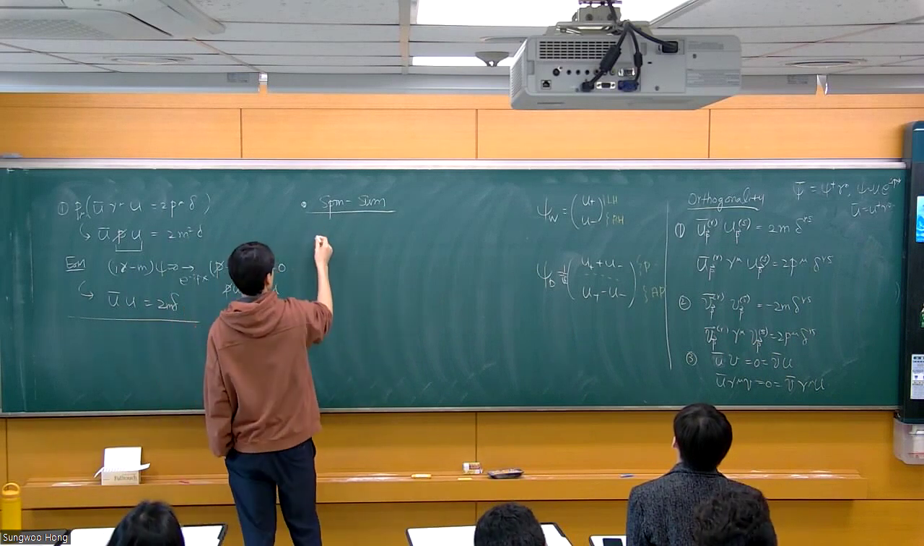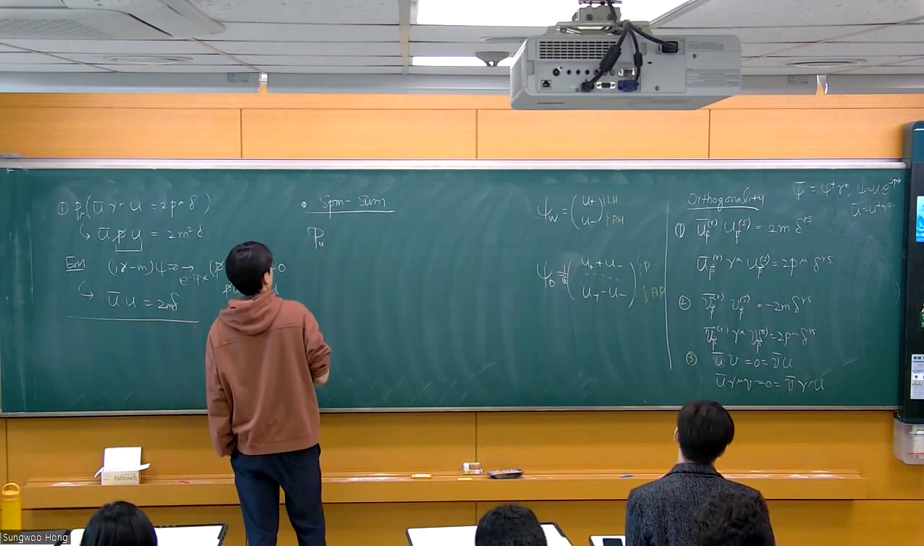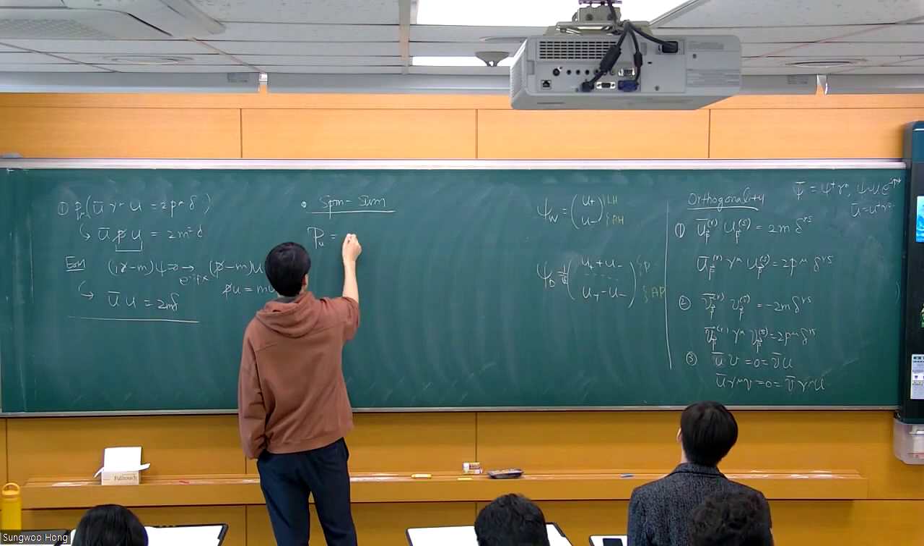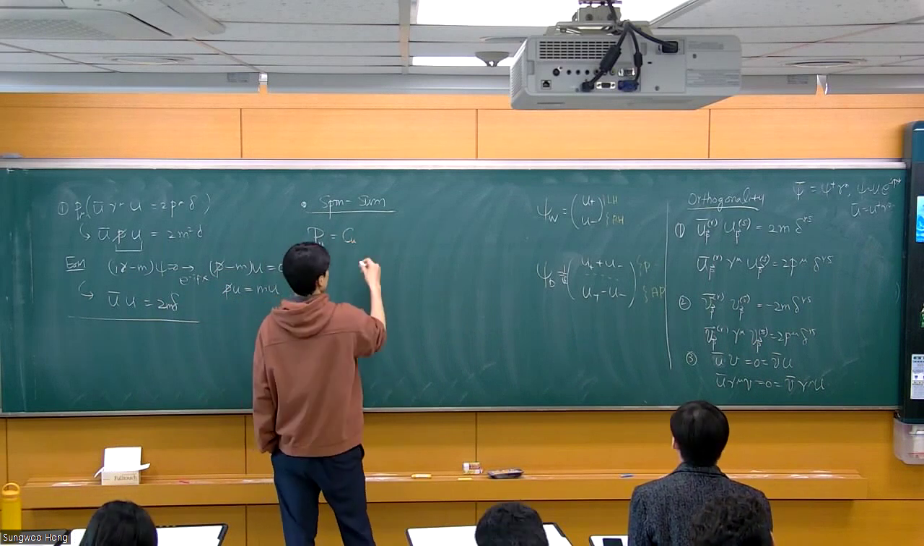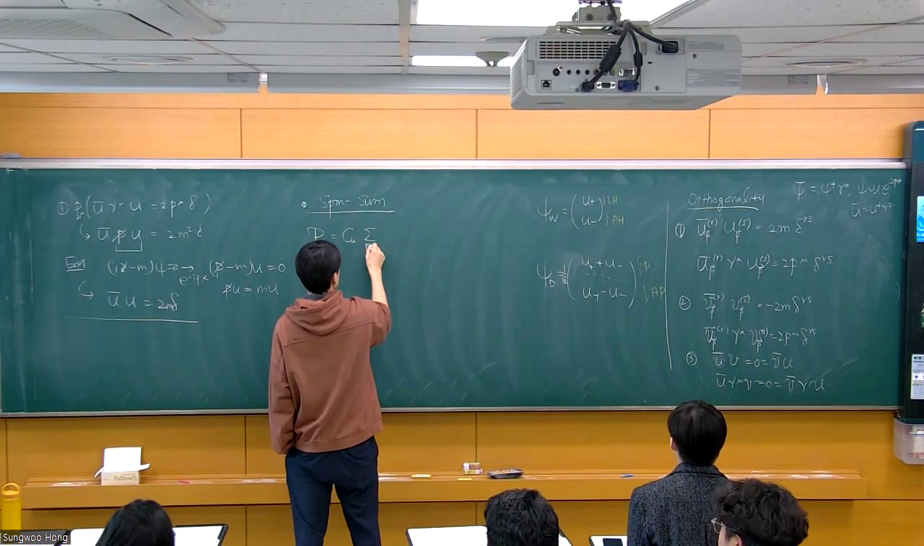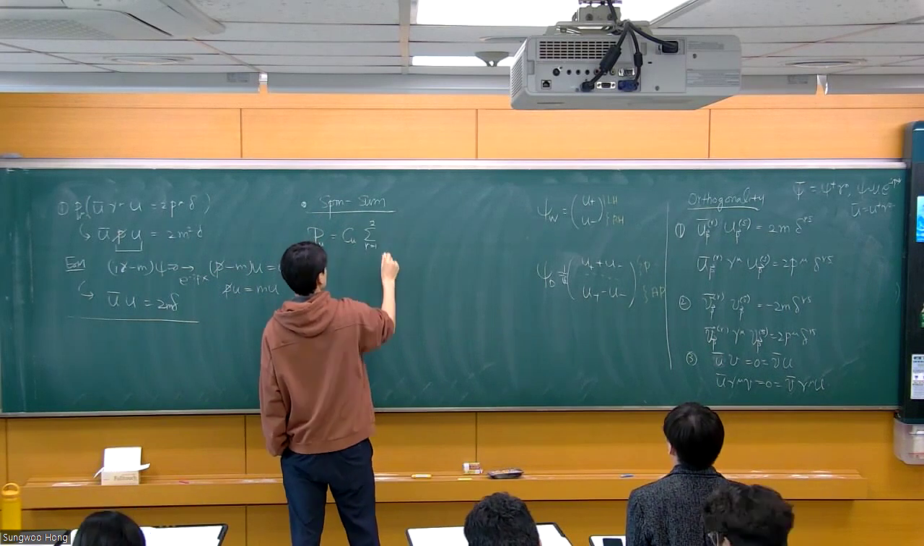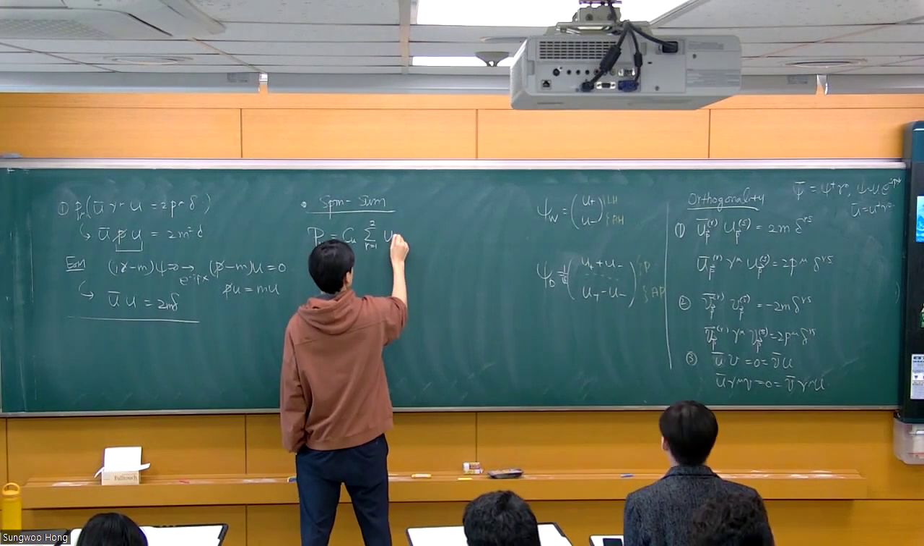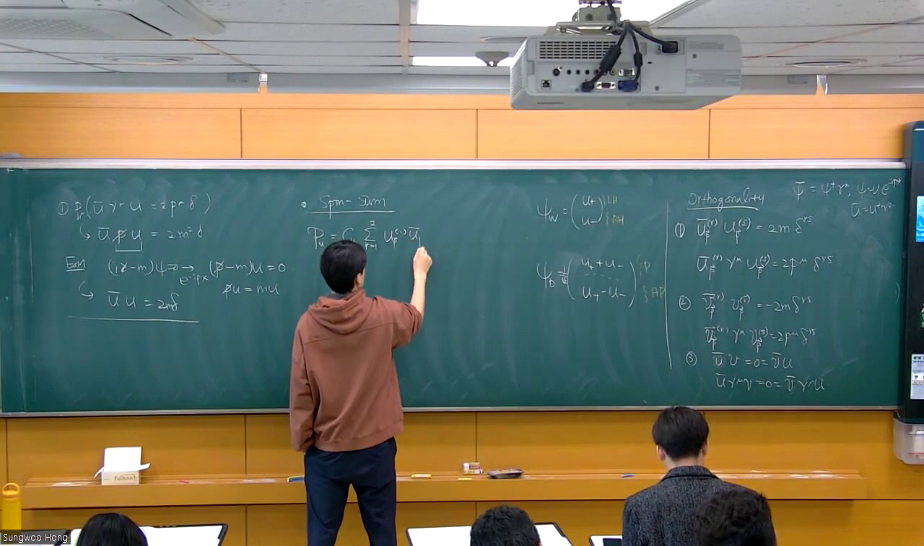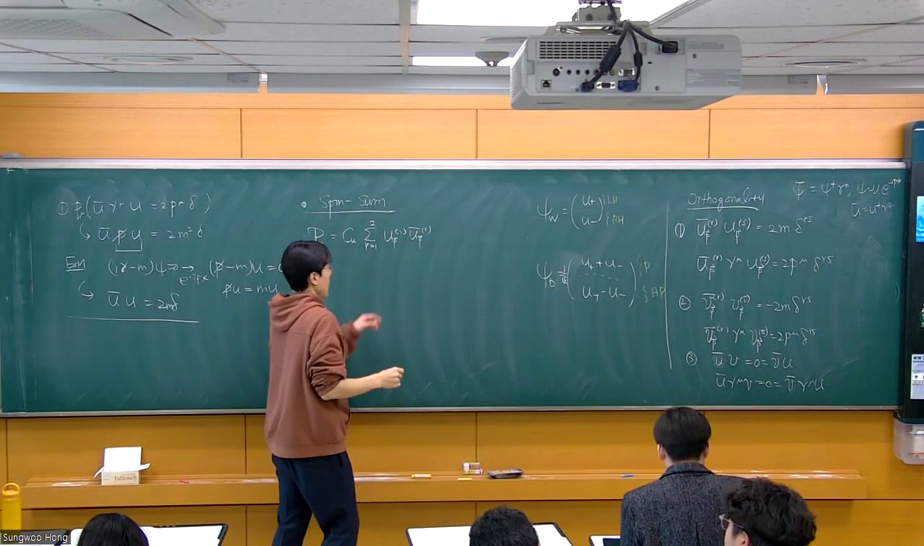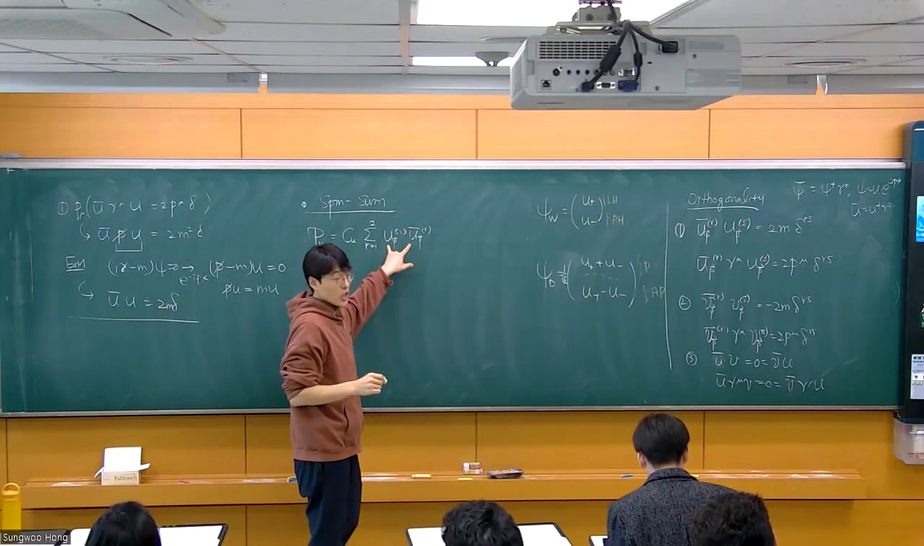Yes, so let me introduce this subject. I have this P_u with some coefficient which I will fix soon. And then I'm going to look at the sum over spins, so 1, 2, of u_p^r ū_p^r. So note that I'm not writing ū u. I'm writing u ū.